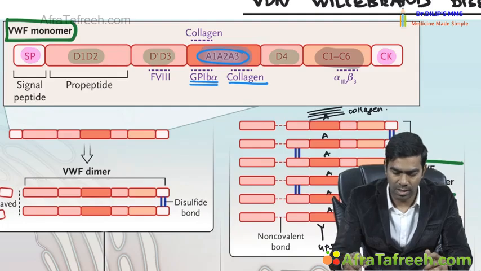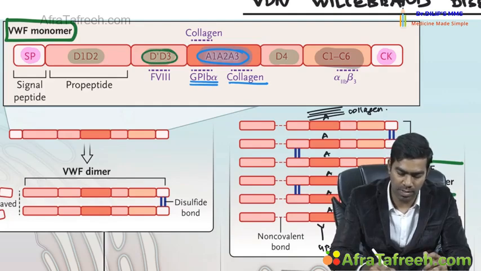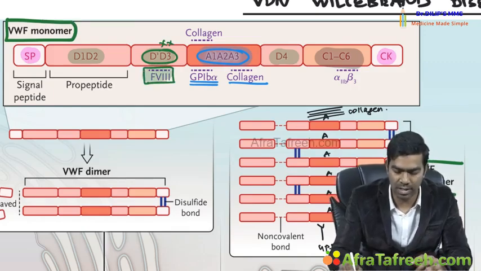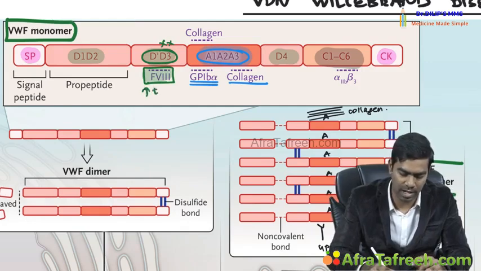And you can see this D domain, and especially this D3 domain, is a very important point. This D3 domain is the one that is going to bind with factor VIII and prevent its degradation. This binding is very, very important for increasing the half-life of factor VIII. Clear? Thereby preventing its degradation.